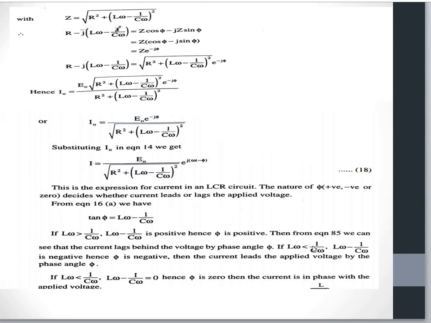When L omega is less than 1 by C omega, L omega minus 1 by C omega is a negative quantity. In that case, phi is negative. Then the current leads the applied voltage by the phase angle phi.